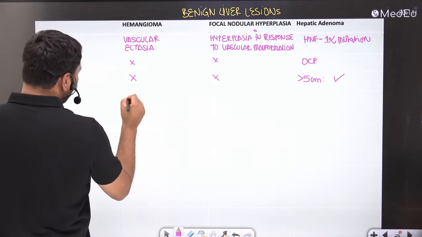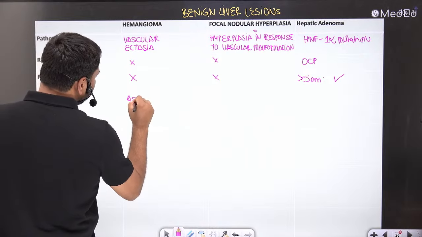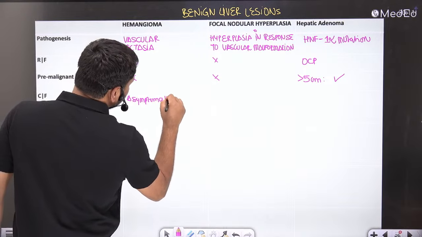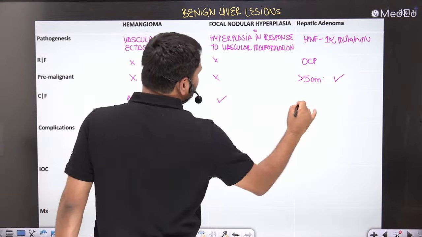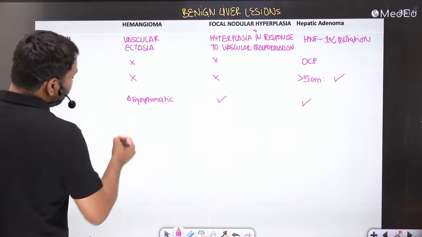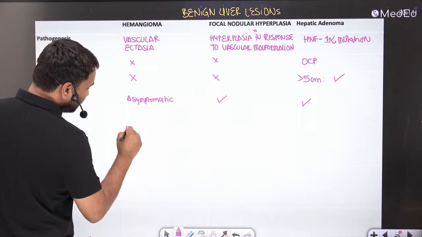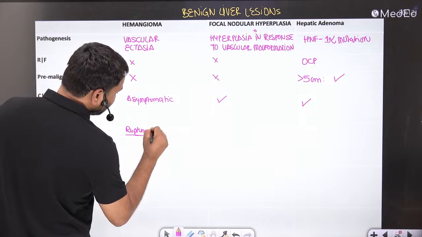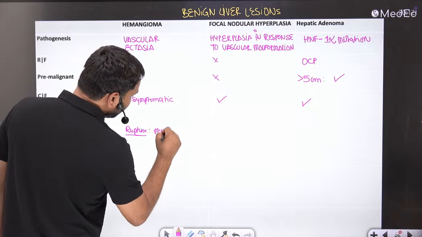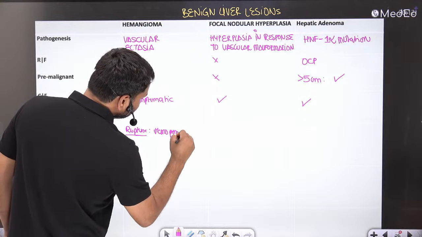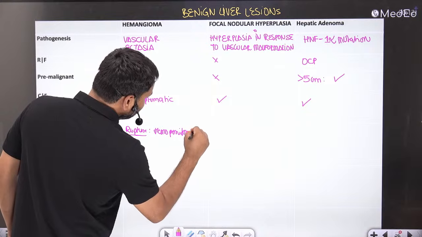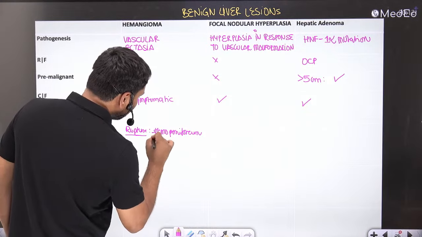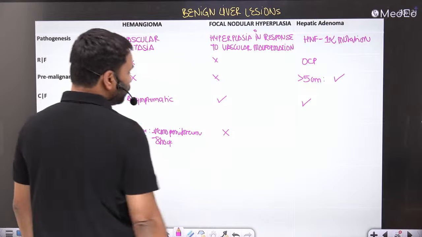Now, all of them are going to be asymptomatic. That means they will be an incidental finding. Complications: hemangioma can be associated with rupture. The rupture can be associated with hemoperitoneum as well as shock. There are no complications in focal nodular hyperplasia.